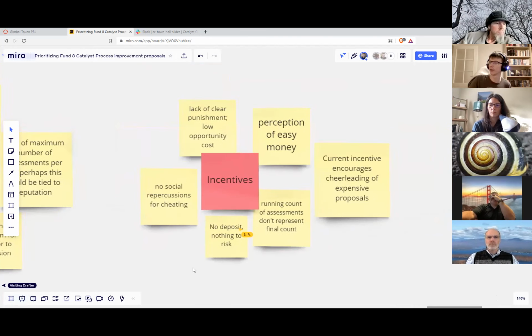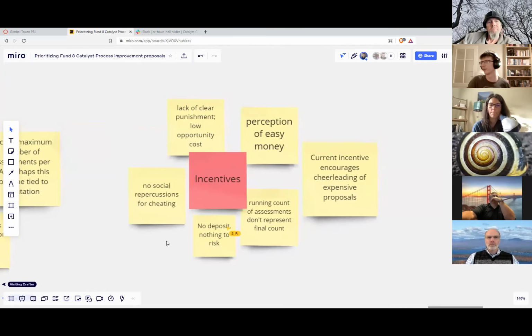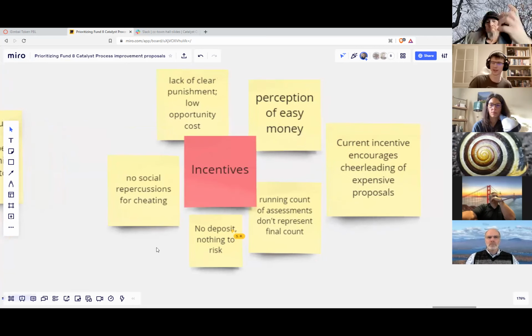Okay, and moving to the final incentives, I'll let Naveed Burmani take these sticky notes. Best to last. I think most of them are fairly similar. So: lack of clear punishment, low opportunity cost, relates with perception of easy money and no social repercussion for cheating.